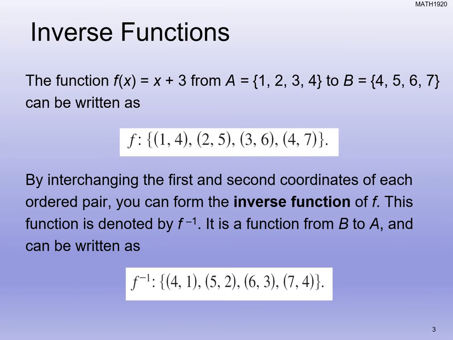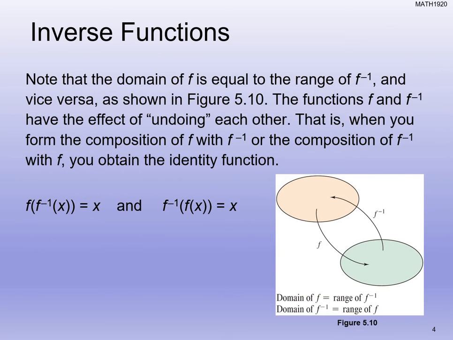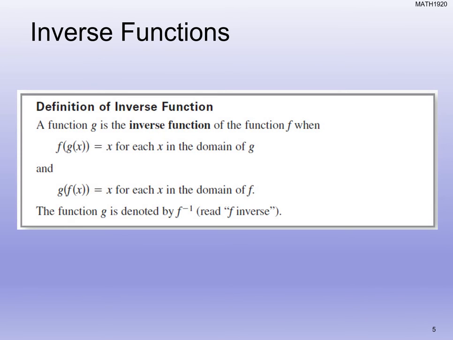So if we notice, we have a set of points for the original function here: (1, 4), (2, 5), (3, 6), (4, 7). If we look at the inverse function, we swap the x and the y. So the inverse function down below becomes (4, 1), (5, 2), (6, 3), (7, 4). Like I said before, the domain of the original function is the range of the inverse function, and the range of the original function becomes the domain of the inverse function. That's really what this definition of an inverse function means when we're pulling it out of the book.